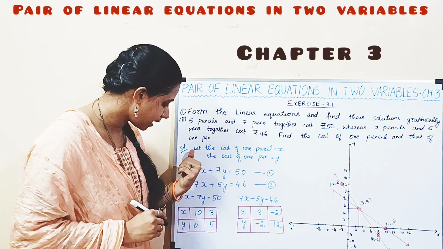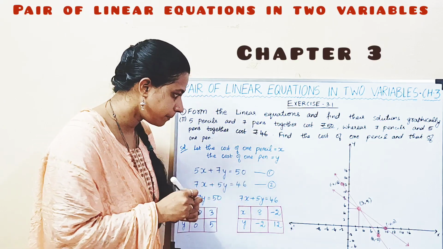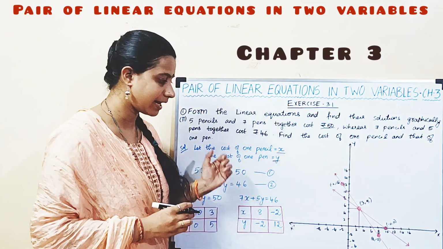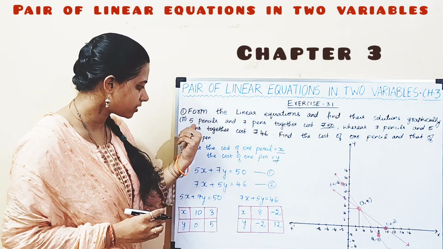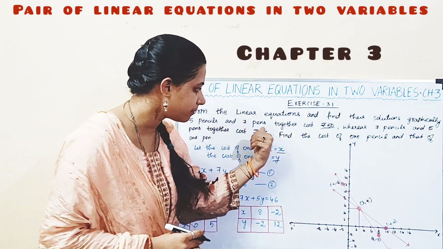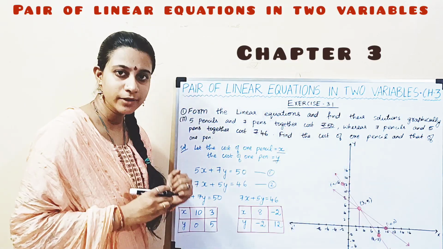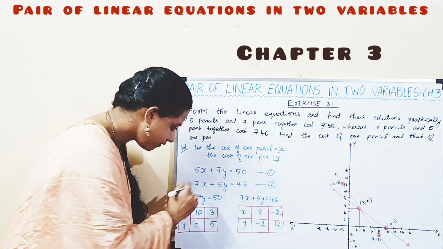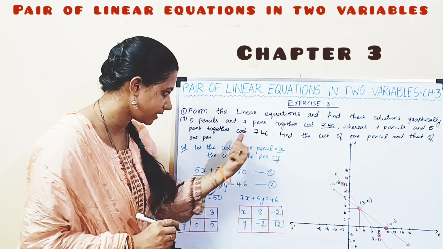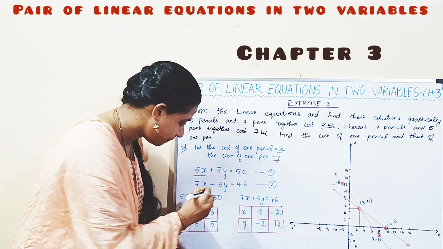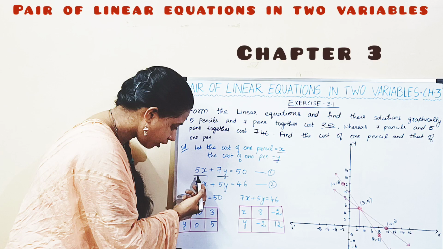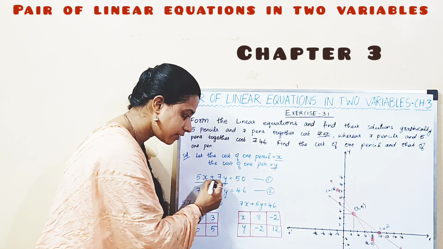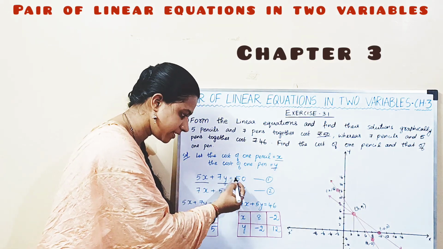So what will we take? We will assume the cost of 1 pencil is x and the cost of 1 pen is y. What is the first condition? 5 pencils and 7 pens together cost rupees 50. Here we have taken the cost of 1 pencil as x, so the cost of 5 pencils will be 5x, plus 7 pens, 7 into y, that is 7y. Cost of 5 pencils and 7 pens together is rupees 50, so this is the first equation we are getting: 5x plus 7y is equal to 50.